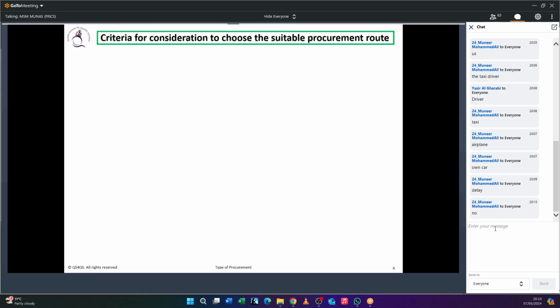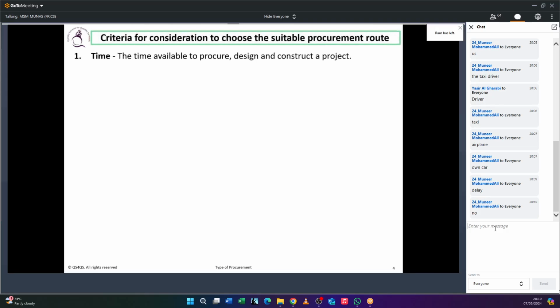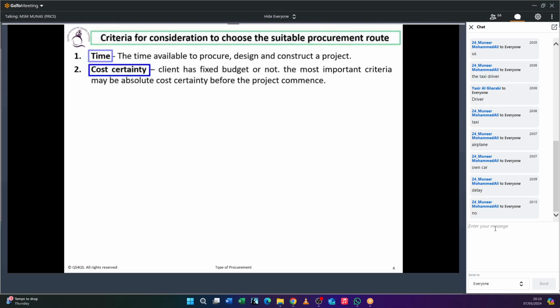So when it comes to the criteria, there are three main criteria: time, cost, quality. First, time. Do you have enough time to design and contract, or is it a very fast track project? You should understand that. Then cost certainty. Some clients are more curious or very careful with the cost.